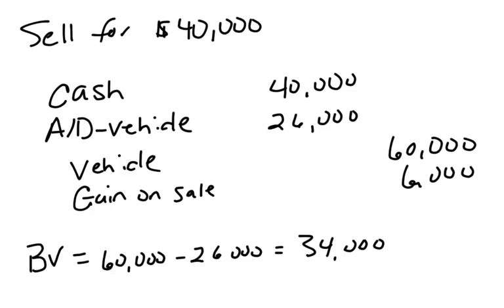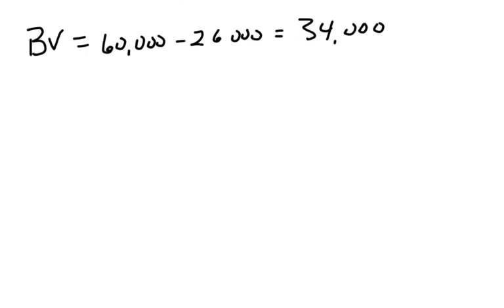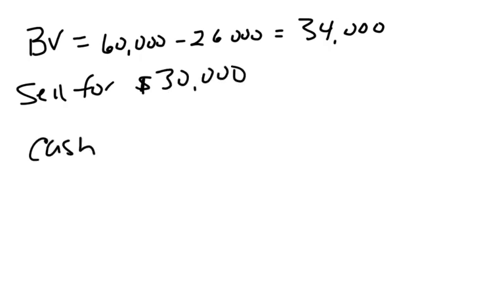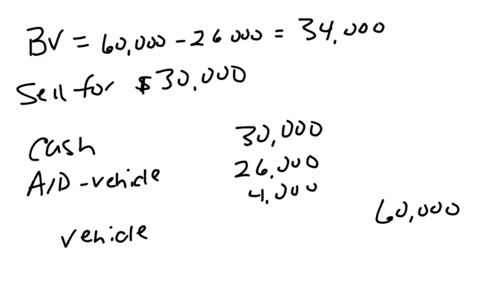Give you another instance. What if we had the same scenario, but now instead of selling it for $40,000, let's assume we sell it for $30,000. So this time we get cash, but we only get $30,000 this time. We still have to take that accumulated depreciation account off because we're not going to have the vehicle anymore. We're giving that up. And now we have the vehicle account itself at $60,000, but this journal entry does not balance. We've got a $56,000 debit and a $60,000 credit. This time to balance out, I need $4,000 in some kind of a debit.